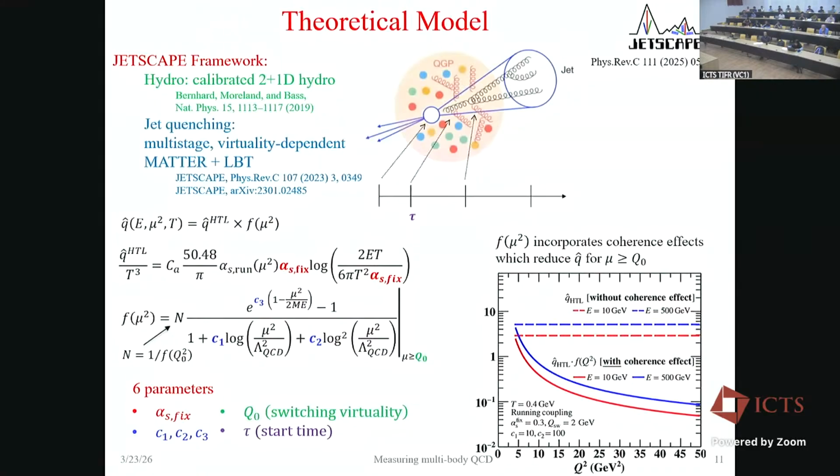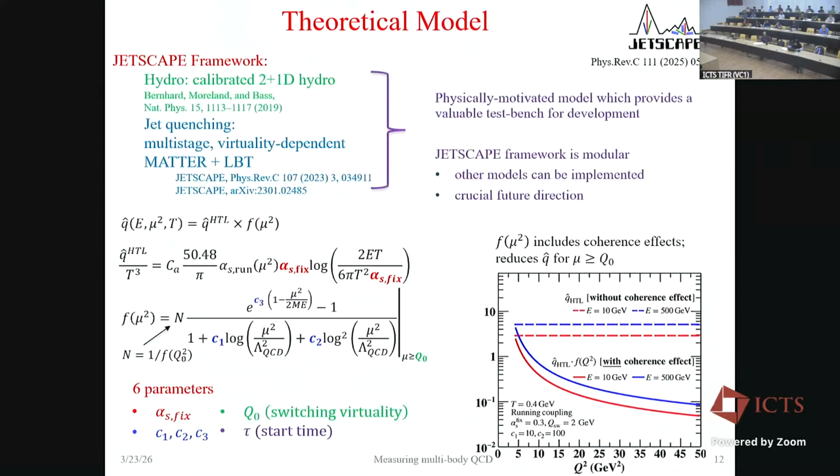Now, ultimately, the physics underlying Q hat should be the same. It's just a different theoretical formulation. There are several such, and I'm not the person to talk about it. Soren last week, hopefully he said a little bit. But for the purpose of this exercise, just take this as it is. All right, good. So it's a physically motivated model. It's not the only one, and it provides us a valuable test bench. So one step after another. And it's modular. Other models can be implemented, and that's absolutely crucial for future directions.